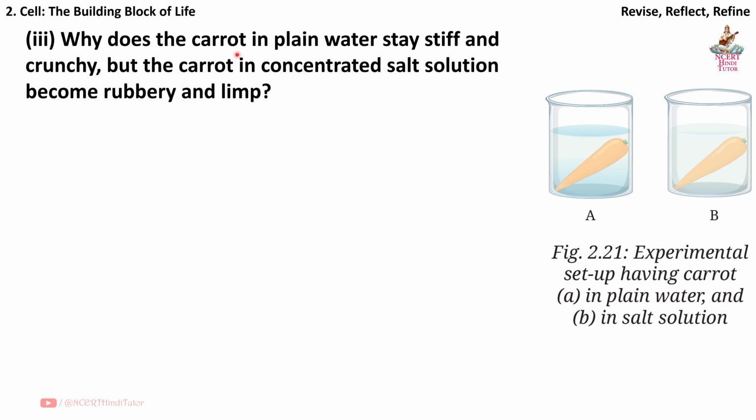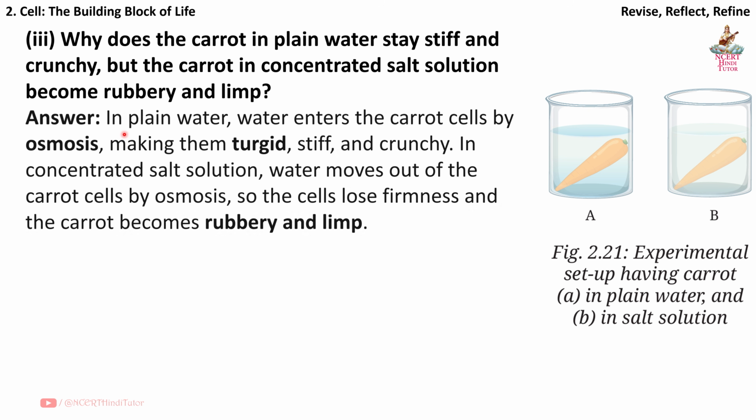Third, why does the carrot in plain water stay stiff and crunchy, but the carrot in concentrated salt solution become rubbery and limp? Answer: in plain water, water enters the carrot cells by osmosis, making them turgid, stiff and crunchy. In concentrated salt solution, water moves out of the carrot cells by osmosis, so the cells lose firmness and the carrot becomes rubbery and limp.